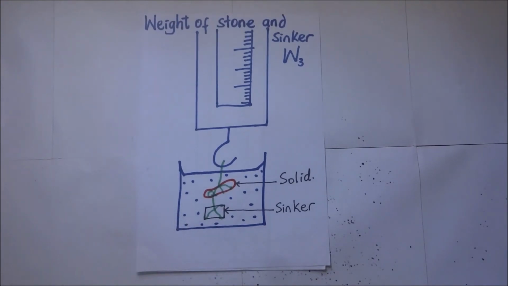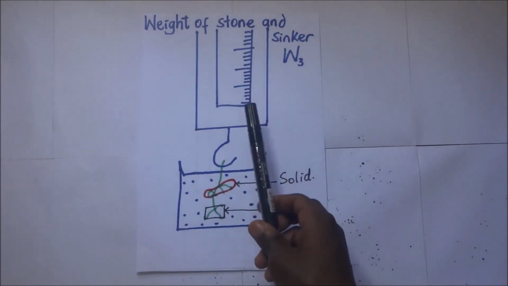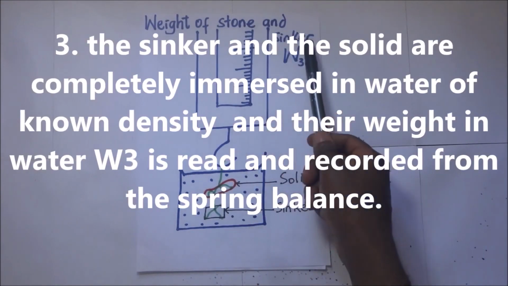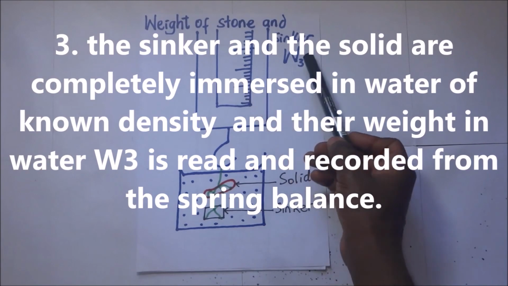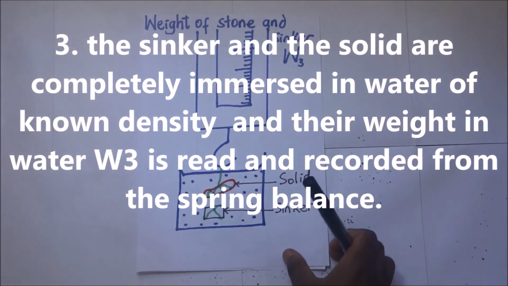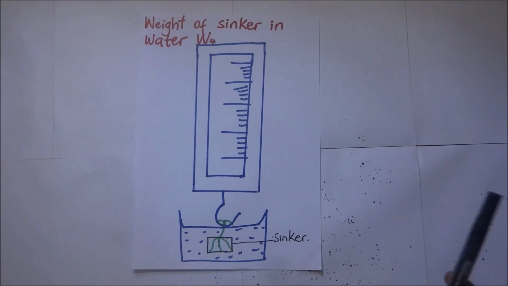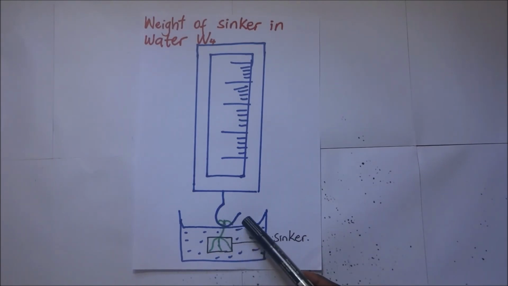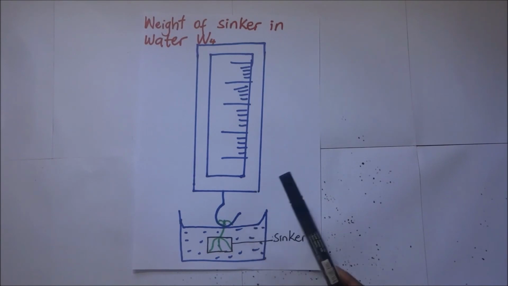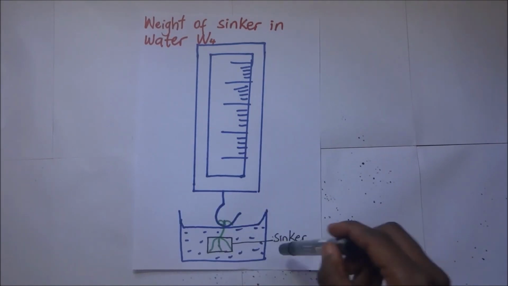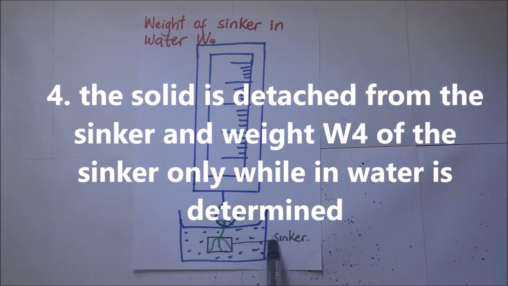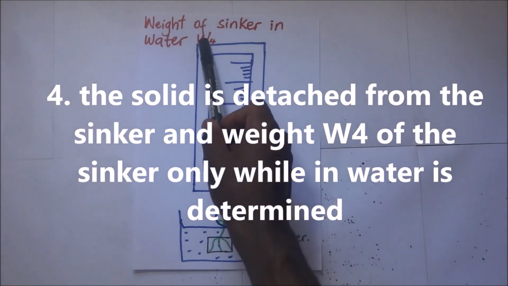After determining the weight of the solid and the sinker, we now immerse both of them in water. And when we immerse both of them in water, of course there is upthrust that is going to act on them, so meaning there's going to be a drop in the reading here. So we are able to determine the weight of the stone and the sinker when they are both immersed in water, and we call that W3. Then afterwards we are going to take away the irregular solid that floats on water. Then we get the weight of the sinker alone when it is immersed in water, and there we are able to record that, and we call that our weight W4.